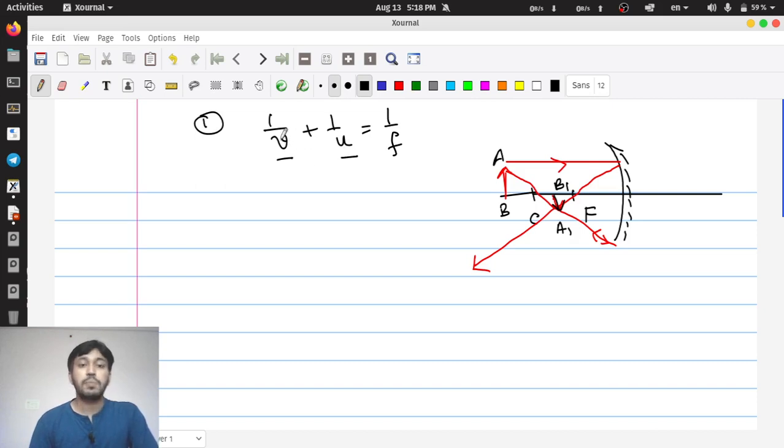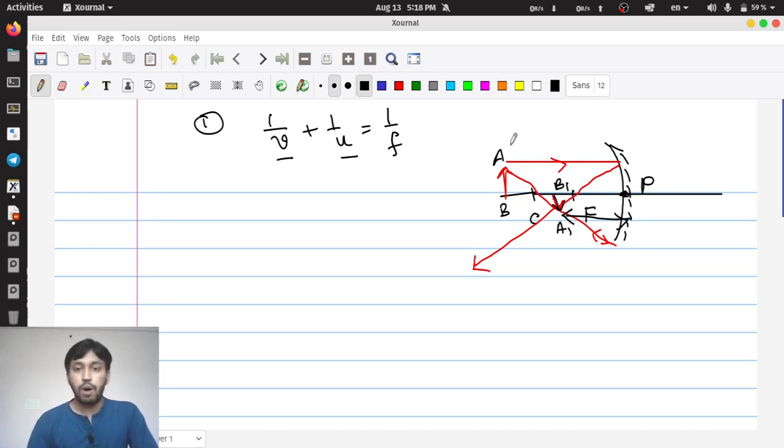What is called image distance? Distance from the pole of the mirror to the image. That means the distance between image and pole is called image distance. Here you can see in this diagram, this is the pole of the mirror. So what is v? v is this. Here, this is image, this is pole. So this is v, this distance.